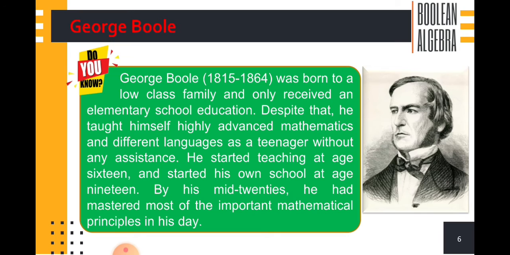By his mid 20s, he had mastered most of the important mathematical principles of his day. So George Boole learned all these things himself: a lot of mathematical concepts and different languages. At 16 he started teaching other people, at 19 he started a school, and by his mid 20s he had mastered most of the important mathematical principles.